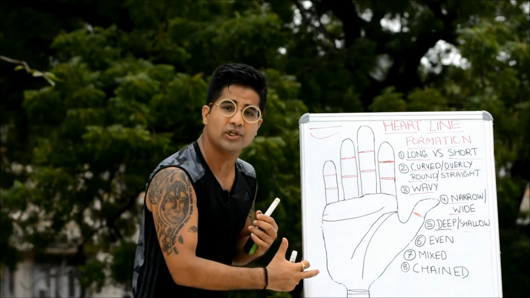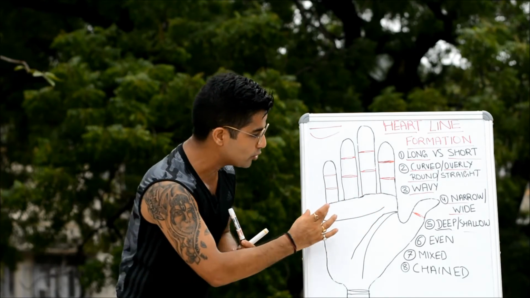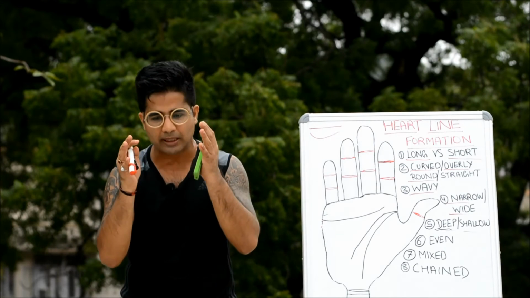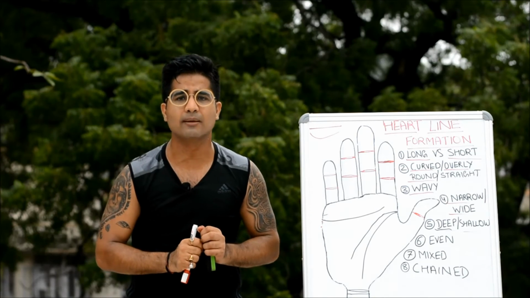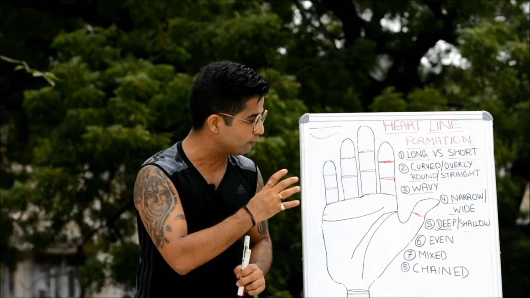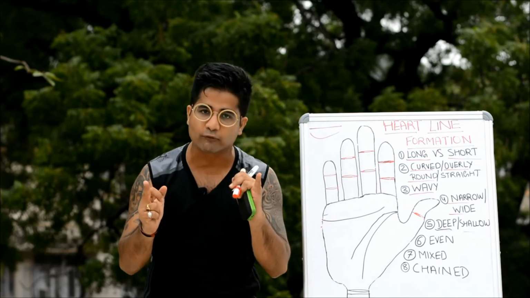When it comes to the major lines, we first need to check the overall condition of the heart line, and then we need to check it in small intervals. So let's say a 25-year-old person has come to you. The first thing you need to look at, in terms of the matters of the heart, if he wants to know about his relationship prospects, is the overall state of the heart line.